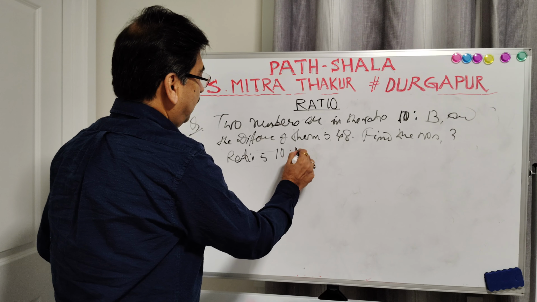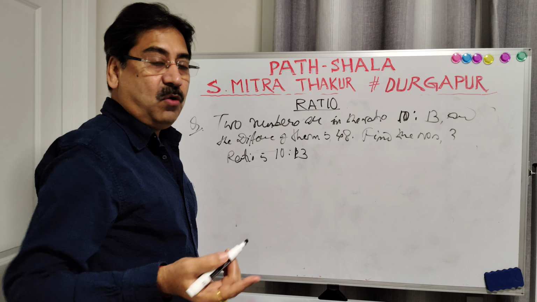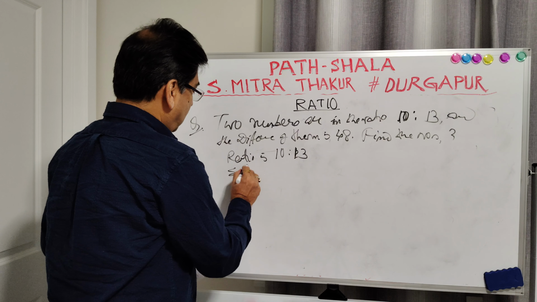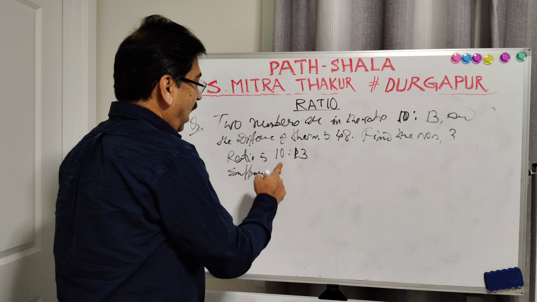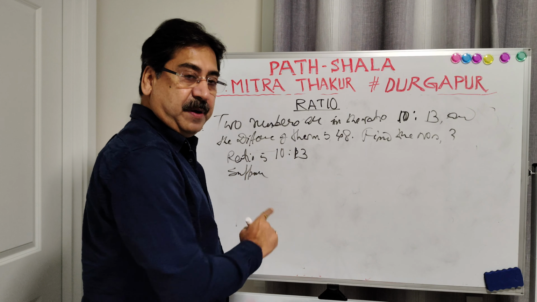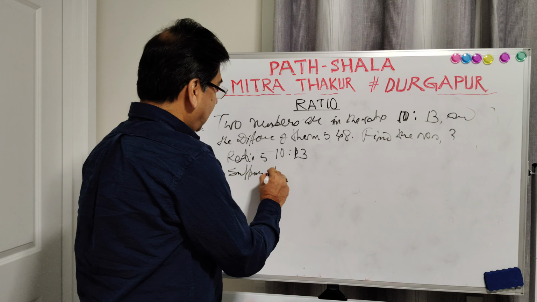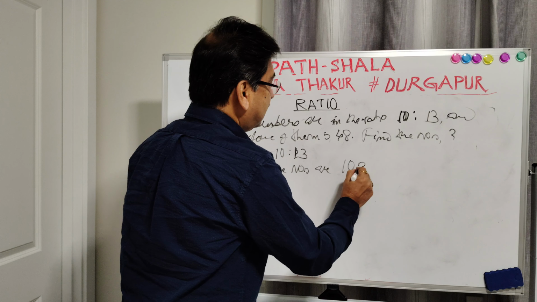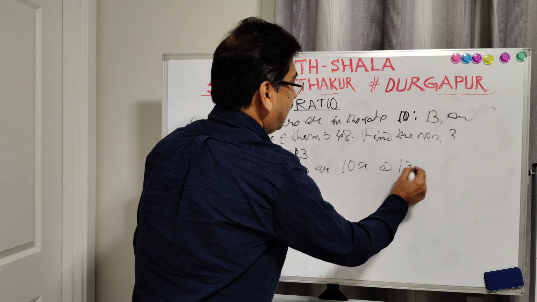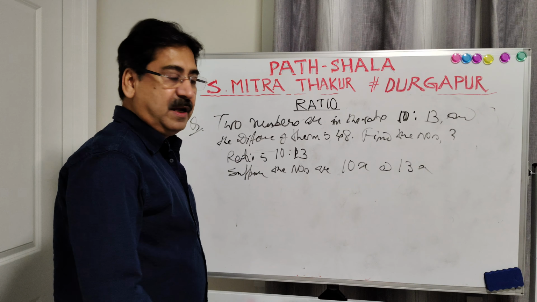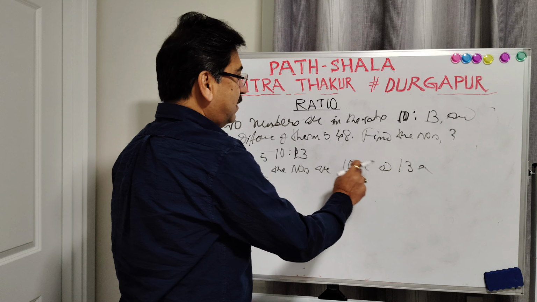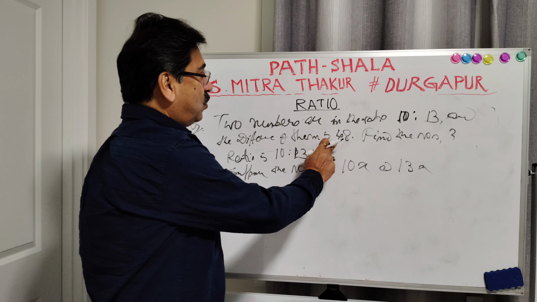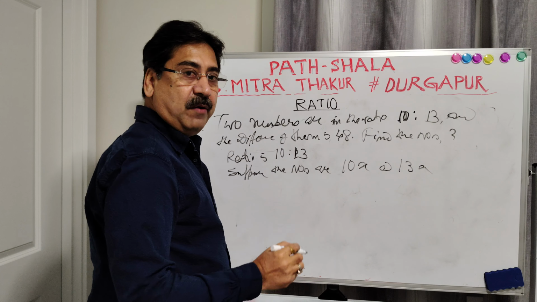So the ratio is 10:13. I do not know what the numbers will be. So I will multiply x with the different ratio parts. Suppose the numbers are 10x and 13x, right? x multiplied by 13 and x multiplied by 10. But I do not know the value of x. So from this clue, I will calculate the value of x.